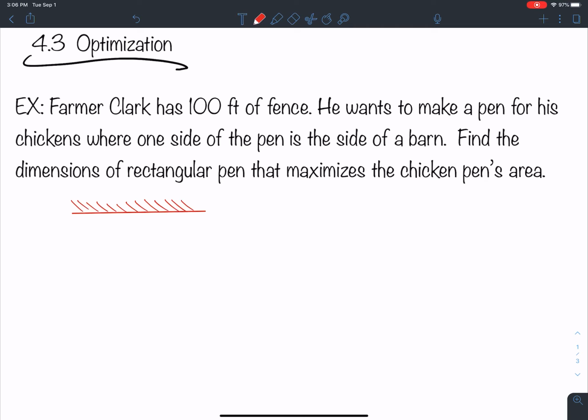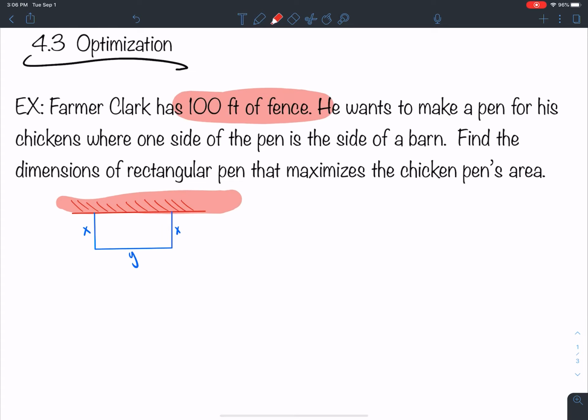First thing I want to do, I want to draw a picture. So here's my barn. I know that's a great barn there. And I'm going to draw a rectangular pen that maximizes the area here. Now, what do I know about this pen? I know that this pen has three sides because one of the sides is the barn, right? And I know that the fence is going to add up to, let me do blue here, the fence is going to add up to 100 feet. I know that to be the case, okay?